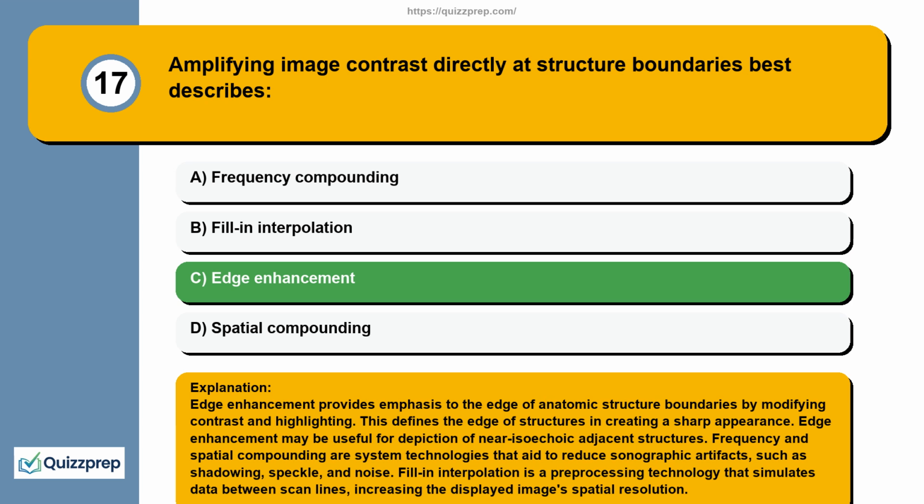Frequency and spatial compounding are system technologies that aid to reduce sonographic artifacts, such as shadowing, speckle, and noise. Fill-in interpolation is a pre-processing technology that simulates data between scan lines, increasing the displayed image's spatial resolution.